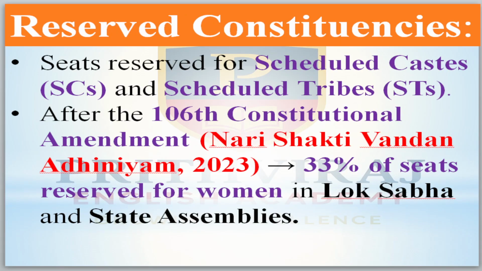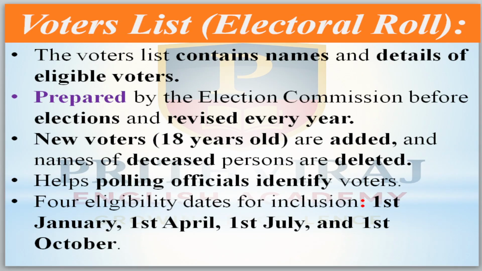Now come to the reserved constituencies also. Seats are reserved for the Scheduled Castes and Scheduled Tribes, SC/ST. And after the 106th Constitutional Amendment, according to the Nari Shakti Vandan Adhiniyam 2024, 33% of seats will be reserved for women in the Lok Sabha as well as in state assemblies. Now come to the voters list, the electoral roll.